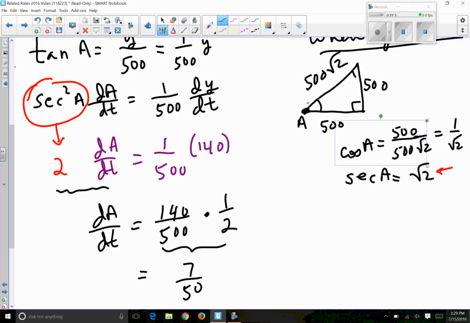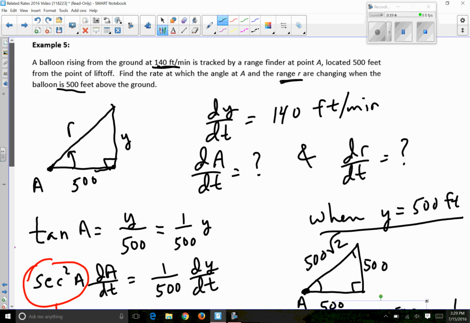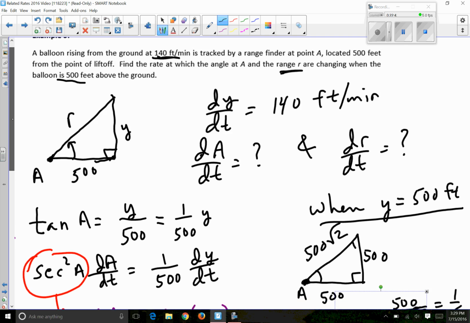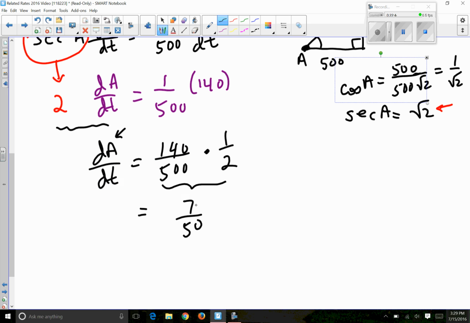The angle in this triangle will be measured in radians, and time is measured in minutes. I think it was minutes. So the answer is 7/50 radian per minute. That's the rate at which the angle A is changing with respect to time.